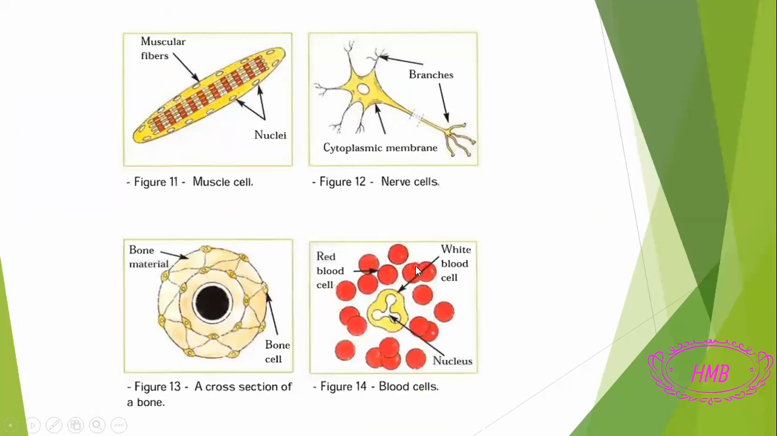These are different kinds of cells. This cell is found in all muscles. This cell is found in the nerves, and also in our brain. This cell is a bone cell, and these are blood cells. As you can see, we have different shapes and different sizes for cells according to what they do.